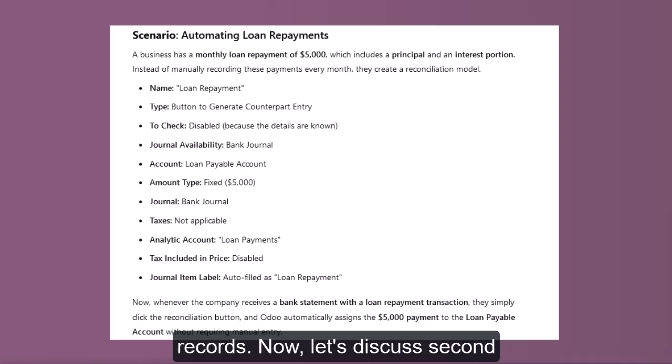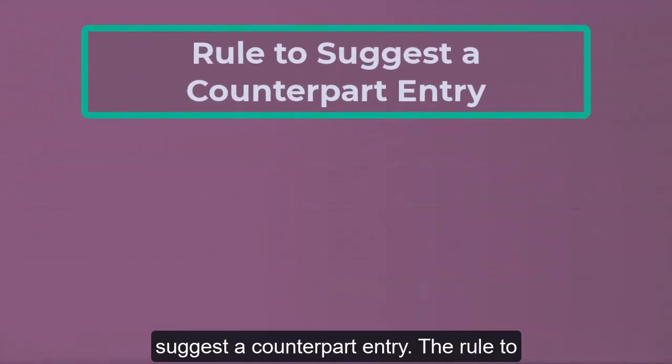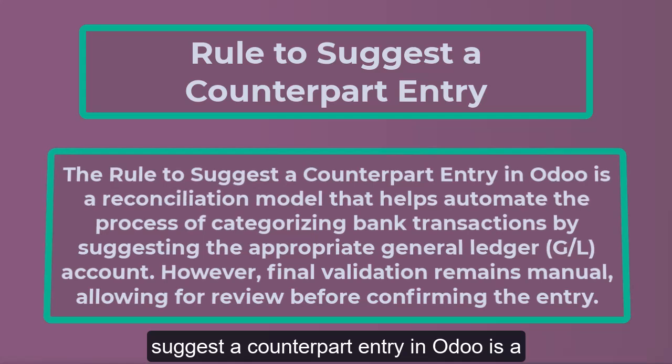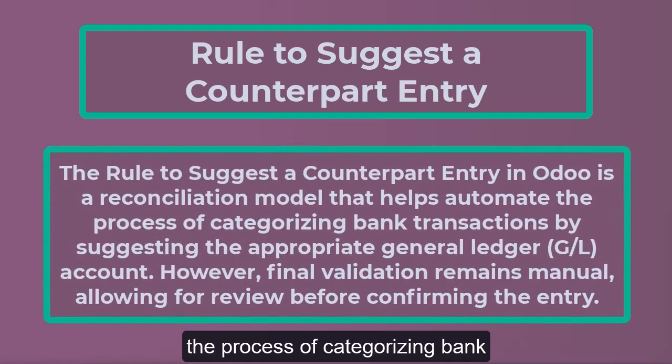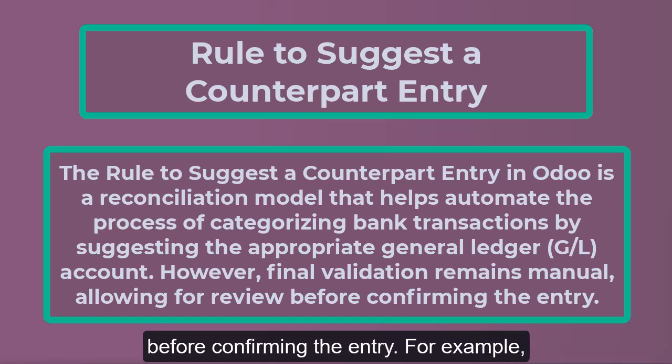Now, let's discuss the second type of reconciliation model: rule to suggest a counterpart entry. The rule to suggest a counterpart entry in Odoo is a reconciliation model that helps automate the process of categorizing bank transactions by suggesting the appropriate general ledger (G/L) account. However, final validation remains manual, allowing for review before confirming the entry.